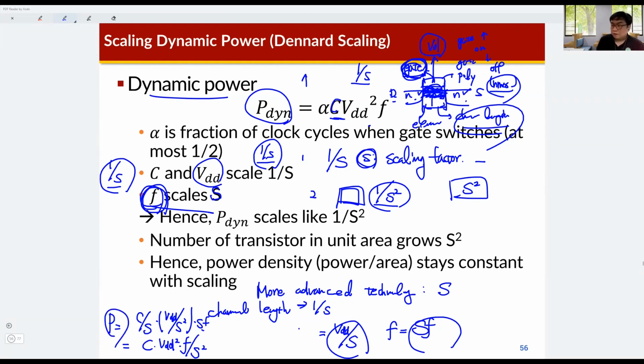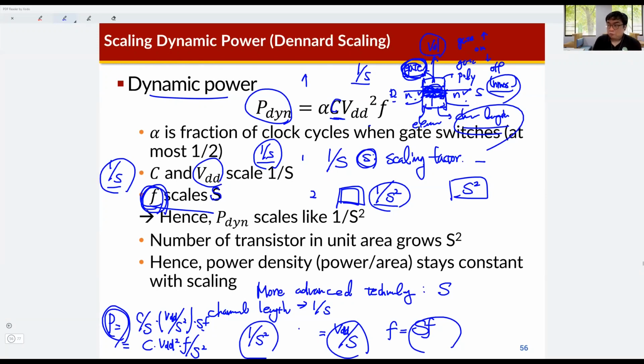So what does it mean? What does that mean? For a single transistor, if we reduce the channel length by scaling factor S, then dynamic power consumption becomes 1 over S squared. Okay. Oh, the power consumption is reduced. And then what does that mean?